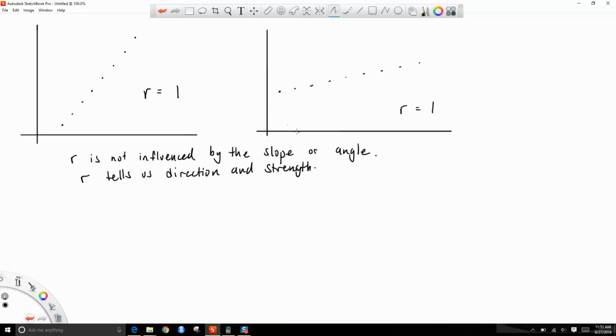And in both of these cases, we have a positive direction and a perfectly strong relationship, okay? And so that's why you're going to have r equal to 1 over here and r equal to 1 over here. The slope does not influence r. Okay. What about this? This is supposed to be flat, okay? What is this? R is equal to 0, okay? Neither positive nor negative.